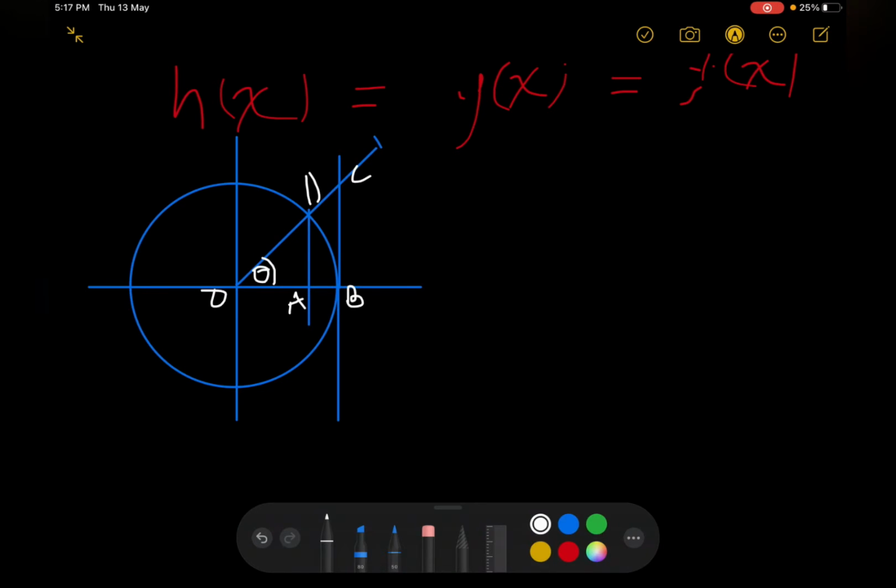And we know that from here to here is the radius, which is 1, but we're going to write r. So doing this, we see two triangles, a small one and a big one, one inside one. So triangle AOD is inside triangle BOC.